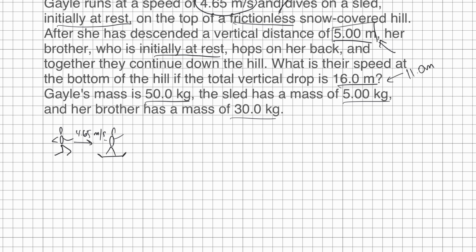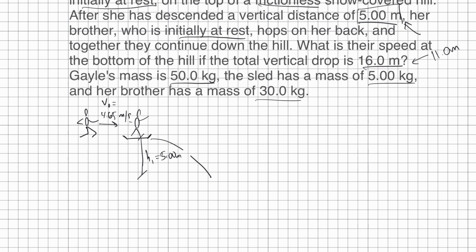And then she's going to ride the sled down a vertical distance of 5 meters. I don't know what we want to call that. Let's call that H1 equals 5 meters. Okay, I guess we should call this V0, right? That's V0, is 4.65. Okay, so now she's going to drop 5 meters.